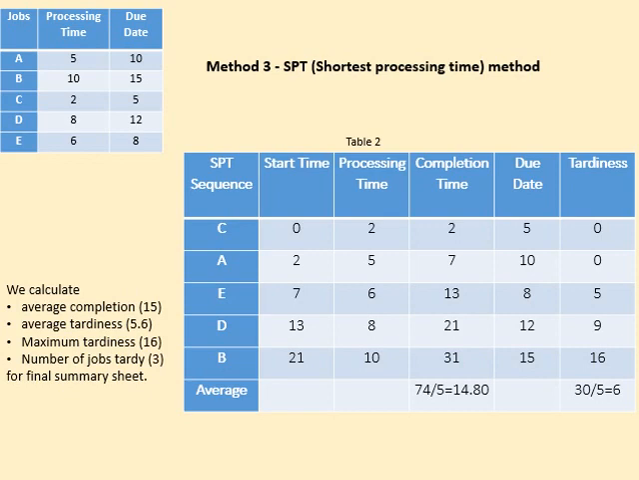Finally we calculate the average completion time. It comes to 74 divided by 5, that is 14.80 days. Average tardiness is 30 divided by 5, that is 6 days. The number of jobs that are tardy or exceeded the due date is 3 jobs. And the maximum tardiness is 16 days.